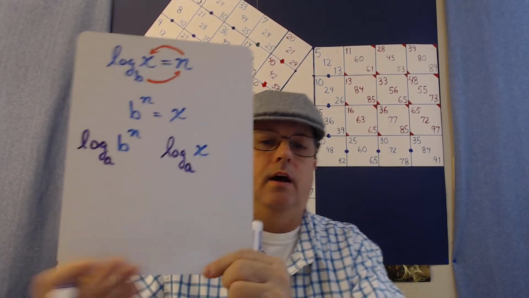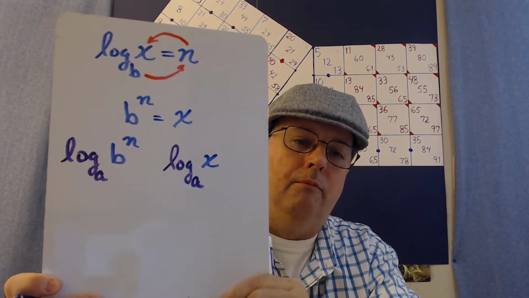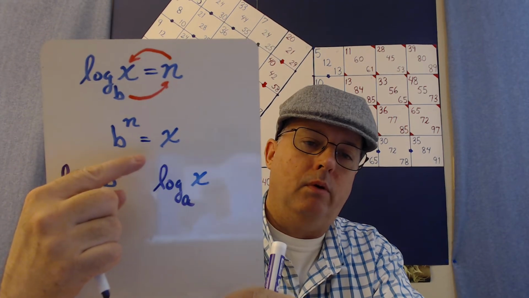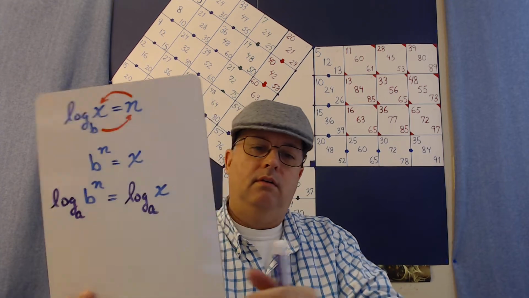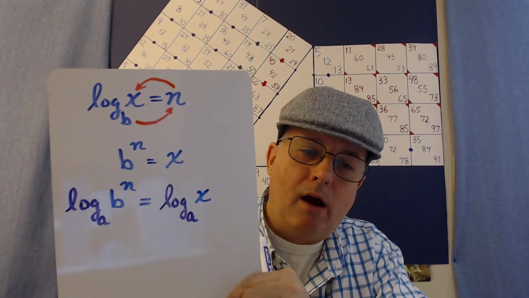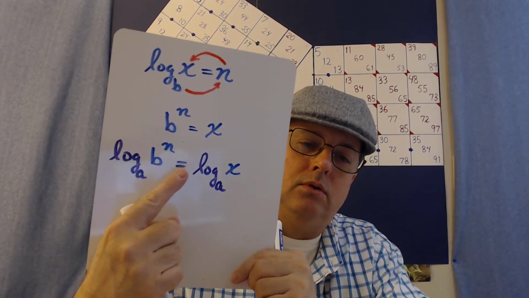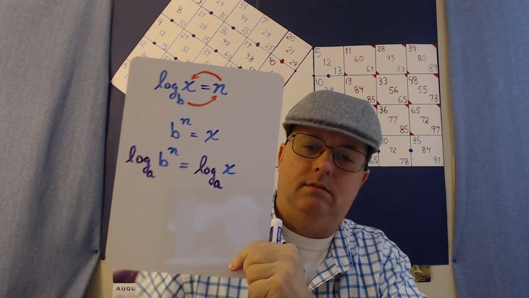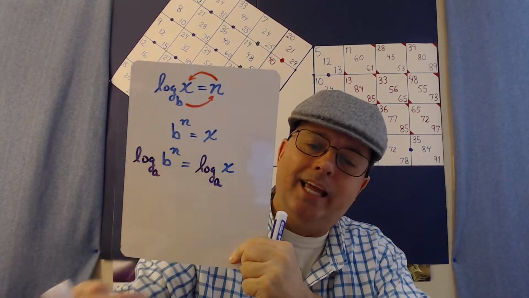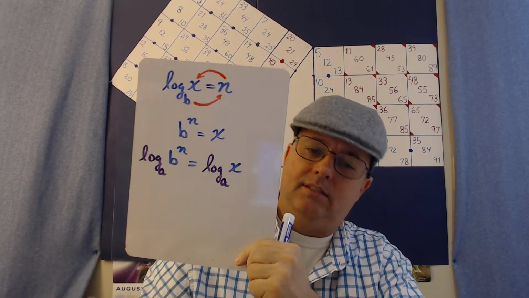Okay, I took the log base a of both sides of this previous equation. Oh, that needs to be an equals there, huh? Okay, let's put in equals. Equals is one of the most powerful symbols in mathematics. It means the same as. Something is the same as something else. That's an amazing statement to be able to make.